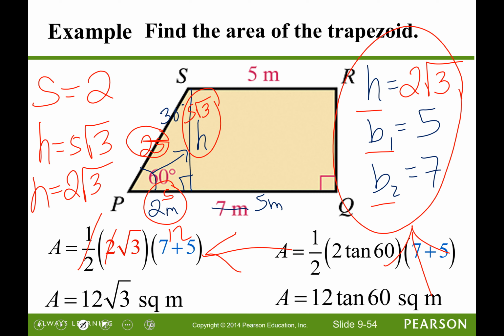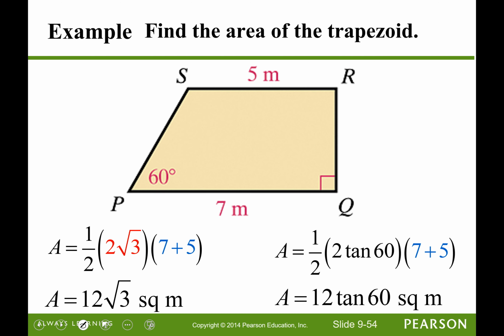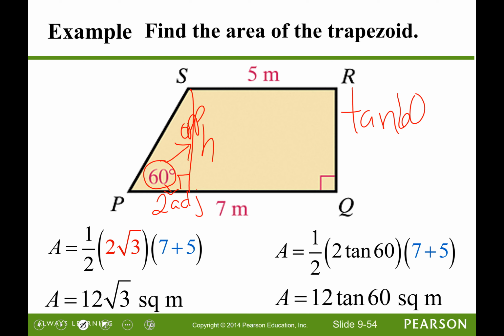Oh, let me erase all that scratch work here. Let's say you wanted to go about finding that height using trigonometry instead. No problem. Across from the 60 is the opposite side, OPP for opposite. Adjacent to the 60 is the 2. It is tangent, which is the trigonometric function that deals with opposite and adjacent. So that would be tangent of 60 degrees is equal to h over 2, opposite over adjacent.